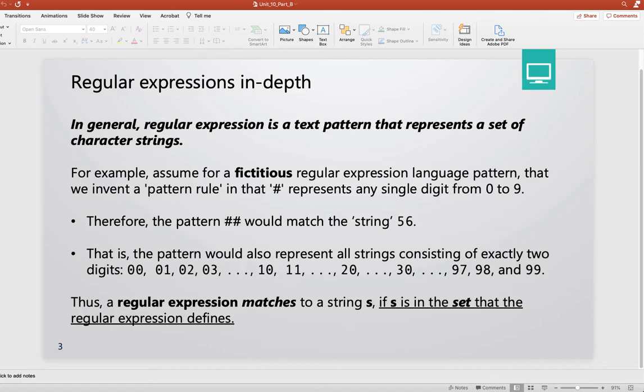So the pattern would also represent all strings consisting of exactly two digits, like double zeros or 01, etc. Thus, a regular expression matches a string S if S is in the set that the regular expression defines.